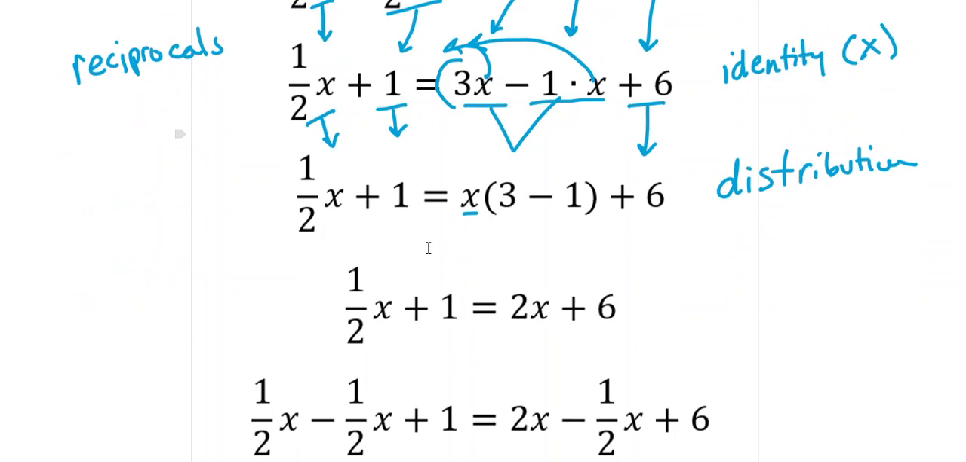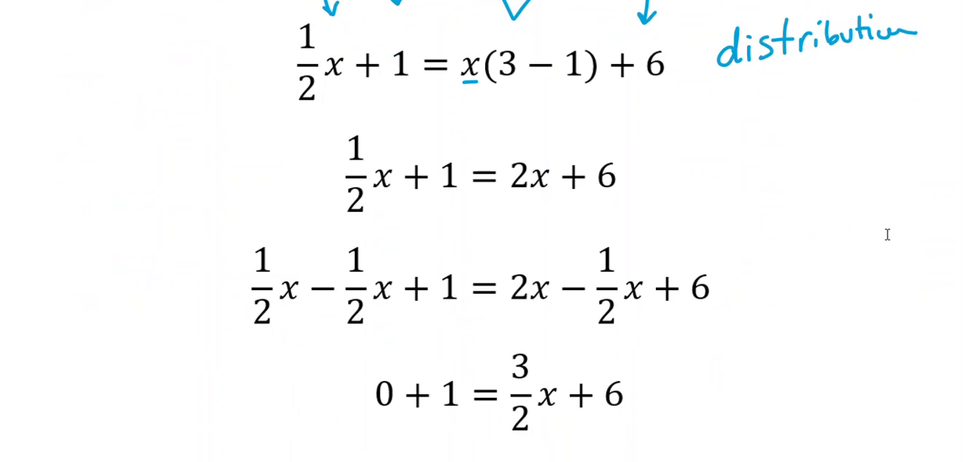Okay, I'm going to scroll up here. Let's see if I can get this to work. And there we go. And let's go to the next few lines. Okay, so the left side is still the same, but the right side has been changed. I took that 3 minus 1 and I changed it into a 2, and then I multiplied that times the x. So just doing the order of operations there, the 6 stayed the same.